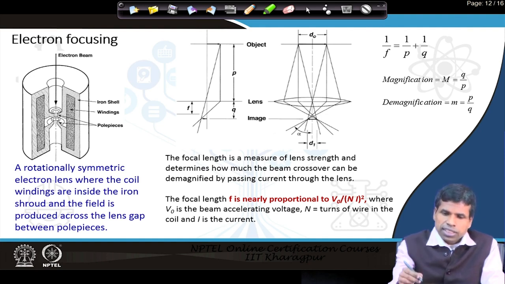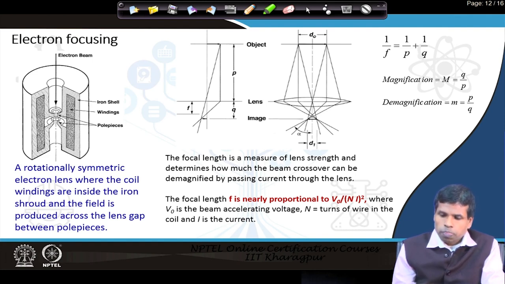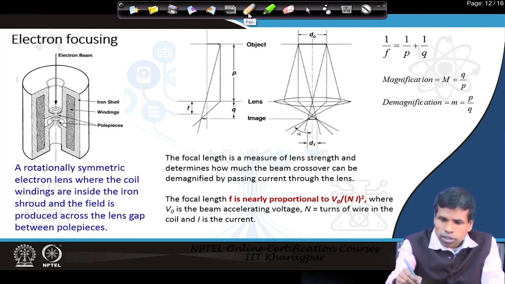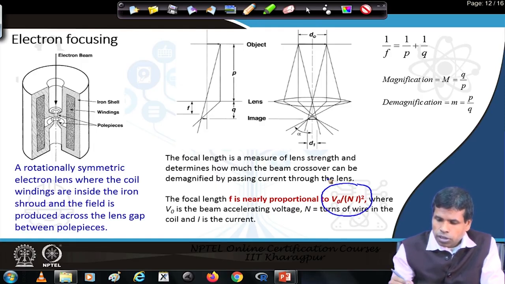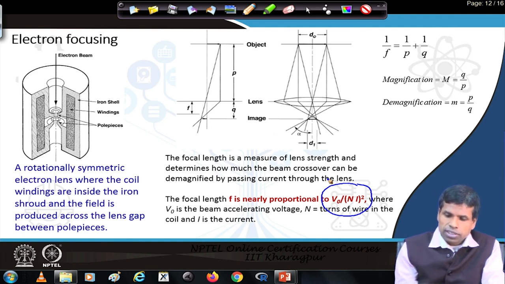Here on the right side, you see the ray diagram of a lens and how the lens strength will determine the focal length. Here focal length is the distance from the lens at which the electron beam starts bending to where it crosses the optical axis. The higher the lens strength, the smaller the focal length, and the focal length is nearly proportional to the accelerating voltage V0 divided by (nI) squared, where n is the number of turns of wire in the electromagnetic coil, and I is the current.